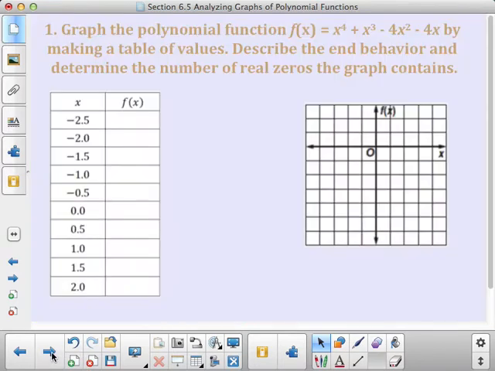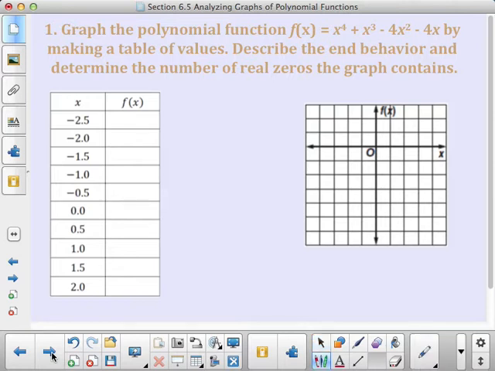So let's go ahead and look at an example. You're going to need your calculator today. I will put up a video, there's one posted, on how to do this using the TI Inspire. But we're going to go through how to do this on the 84 today. So the problem says, graph the polynomial function f of x by making a table of values, describe the end behavior, and determine the number of real zeros the graph contains.